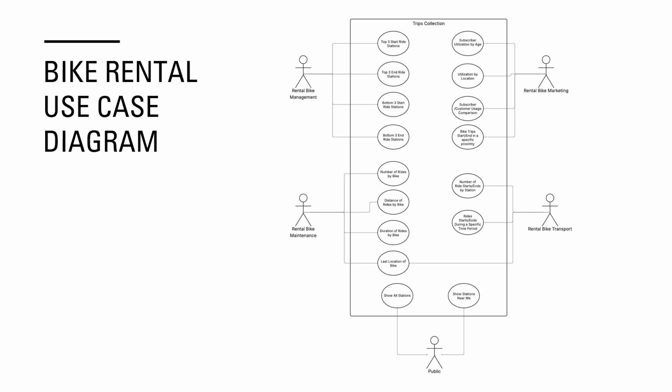Implementing real-world use cases on a NoSQL database, specifically MongoDB, was the overall objective for the project. I outlined several bike rental company use cases for 5 different actors, including management, bike maintenance, marketing, bike transport, and the general public. These use cases leverage the City Bike sample bike trip dataset.